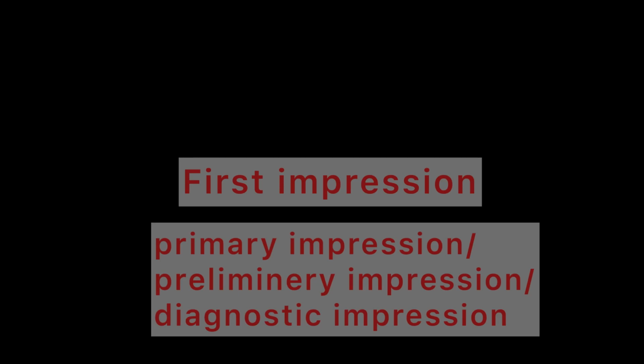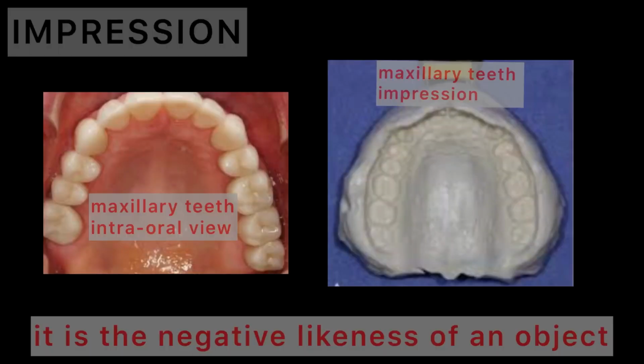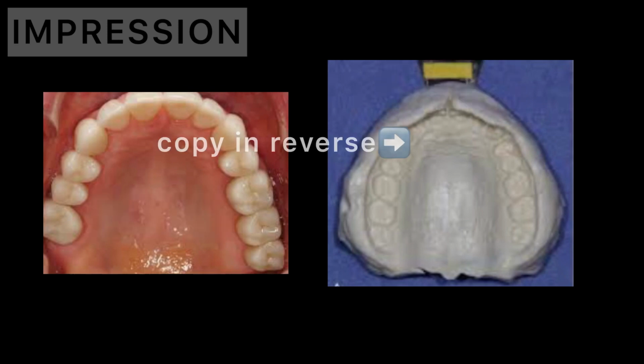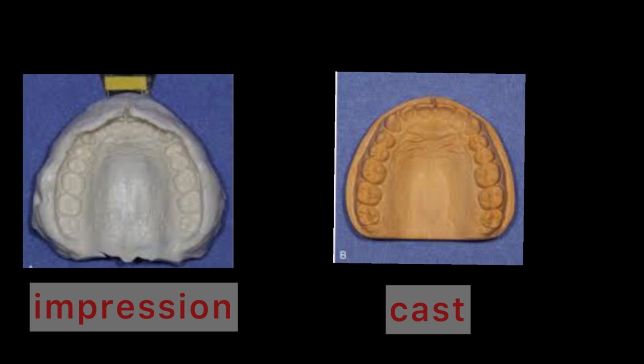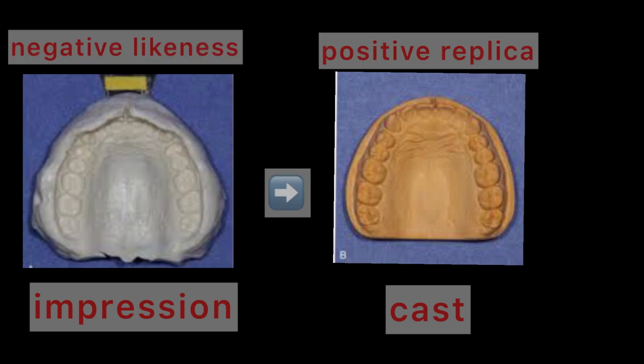So let's see all about impressions, and I hope by the end of the series you will be confident in making the perfect impression. Now, what is meant by impression? Impression is the negative likeness or copy in reverse of the surface of an object, whereas cast is a positive replica obtained from a material poured into the impression.